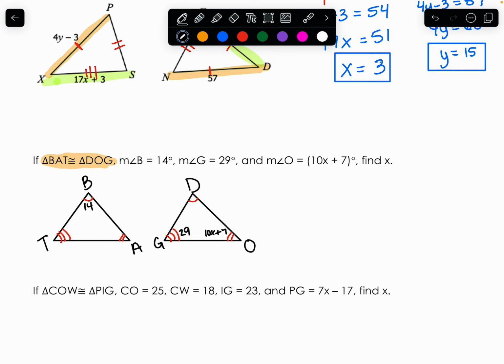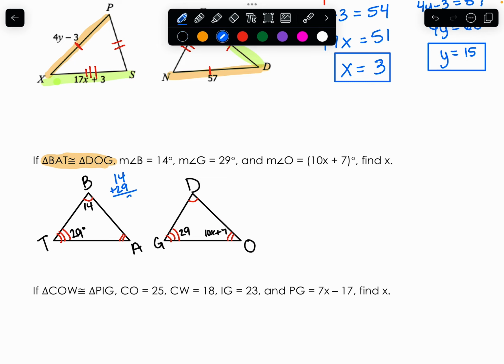So I know T and G match, so this is also 29. And I said before, whatever matches, we can do part equals part. So if I can figure out what angle A is, then I can move on to part equals part. So let me do that real quick. Find the missing angle of a triangle. We know triangles add up to 180.